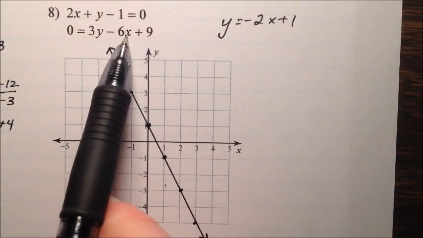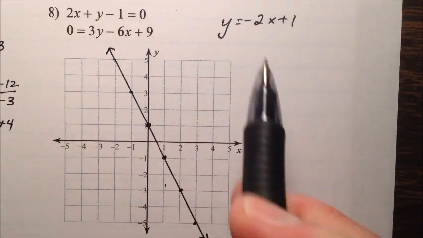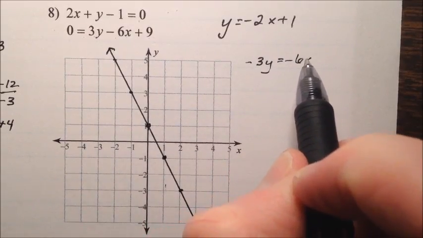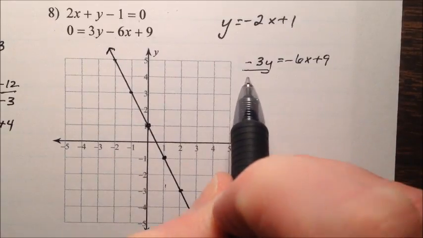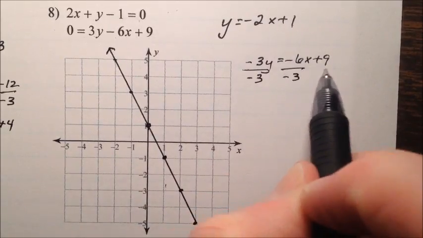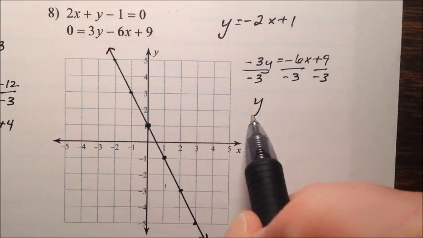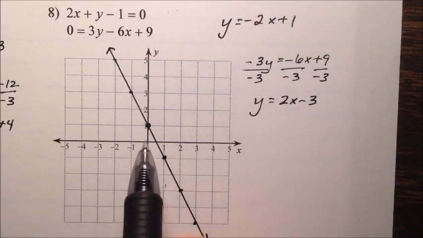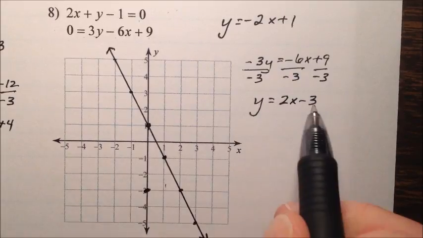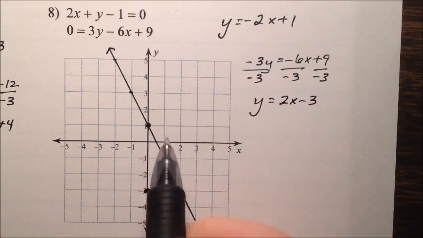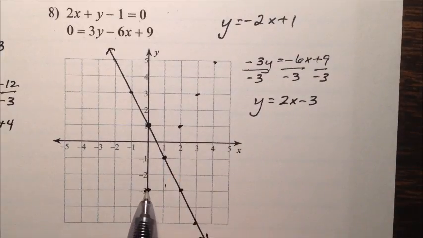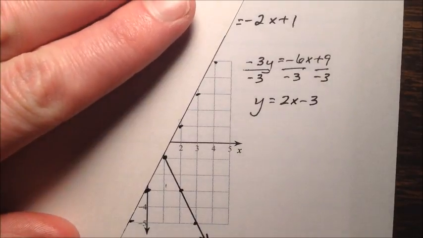So we have 3y minus 6x plus 9. Let's get that 3y on the other side. So it'll be negative 3y equals negative 6x plus 9. And then when we divide everything by negative 3, it'll be y equals 2x minus 3. So minus 3 is the y-intercept, and up 2 over 1, up 2 over 1, or we can go down 2 and back 1. So we have our slope there as well.